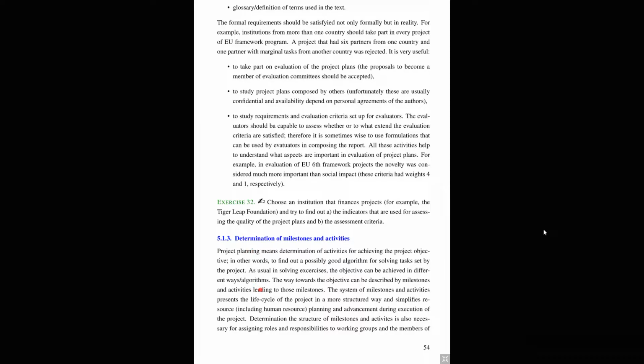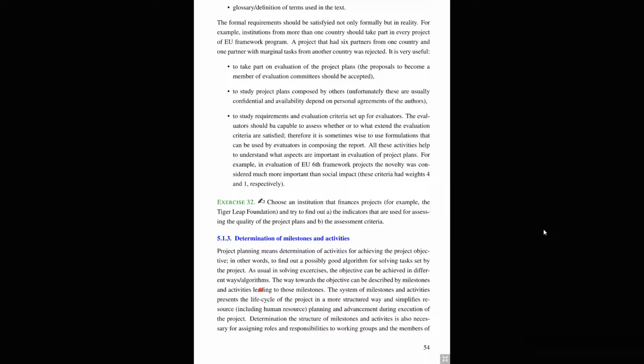So project planning means determination of activities for achieving the project objective. In other words, to find a way of solving tasks set by a project. So it is the determination of activities for achieving the project objectives; in other words, how you can solve tasks set out by the project.